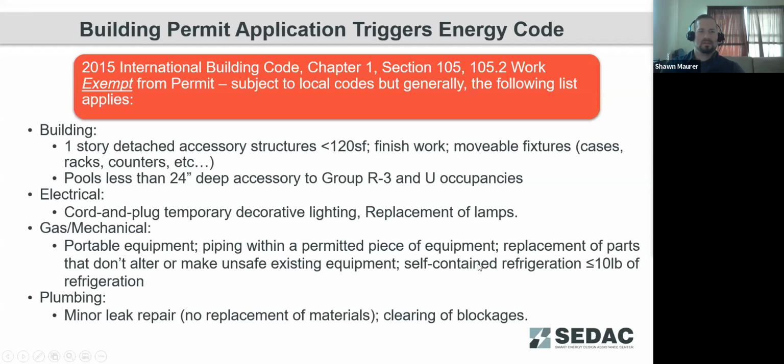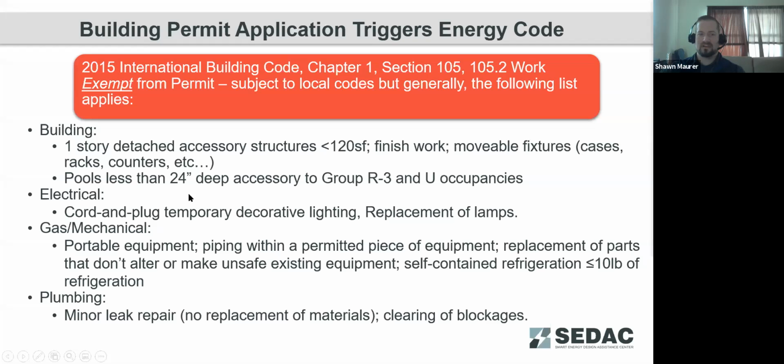So when does the energy code apply? That's the first thing we're going to cover. In general, the energy code is triggered when a permit is required for work at a site. So if you have to apply for a building permit, then the energy code is going to be triggered. We've listed here some exceptions from the 2015 International Building Code that are examples of things that are typically exempt from having to have a building permit.